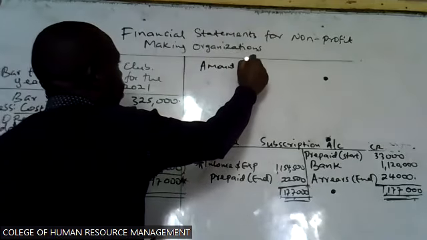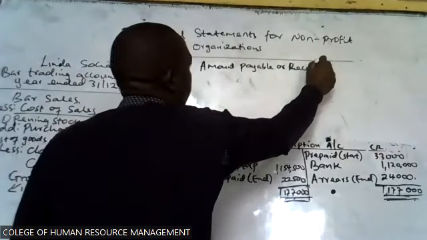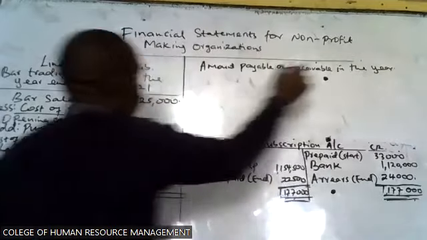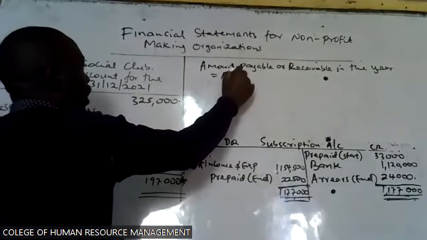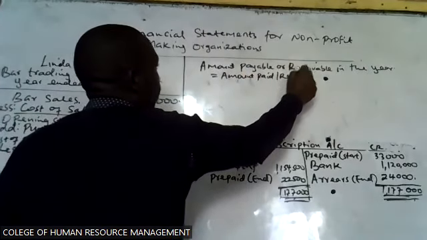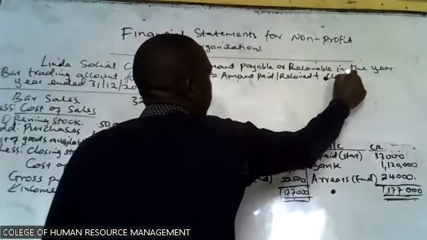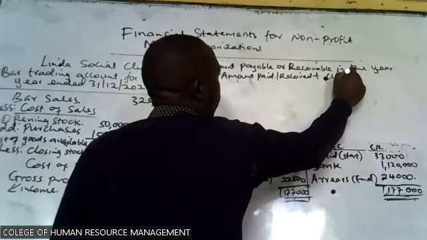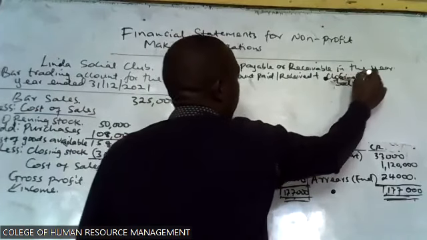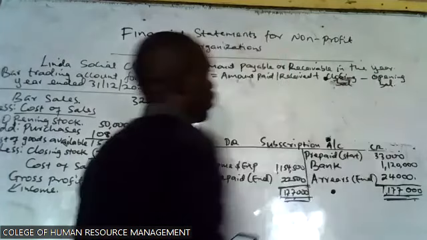Amount payable or receivable in the year will be equal to amount paid or received. You know, you talk about receipt and payment, you add the closing balance, you less the opening balance. You less the opening balance.